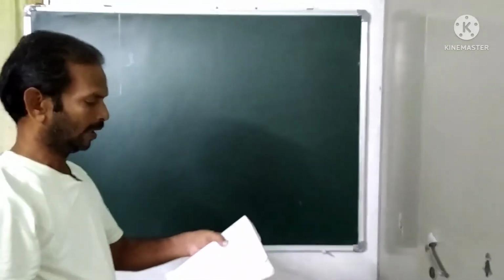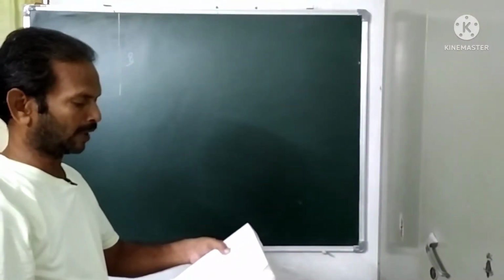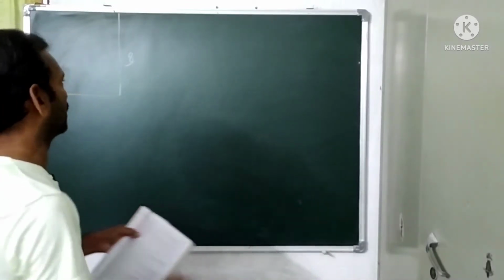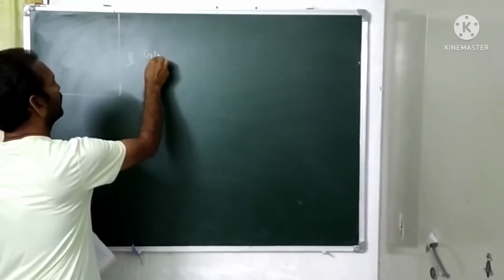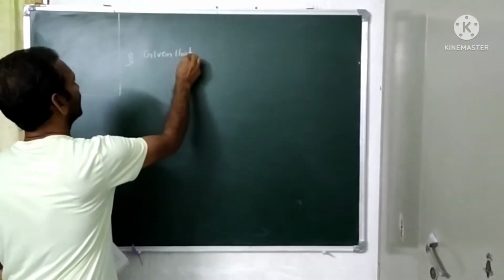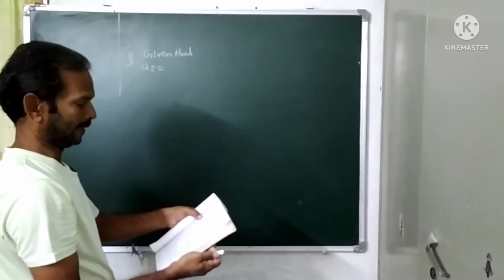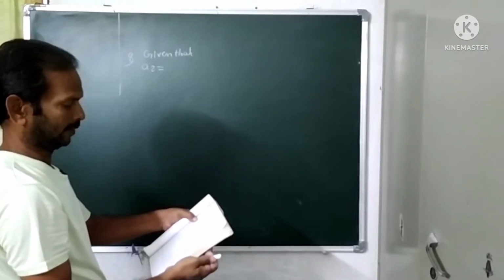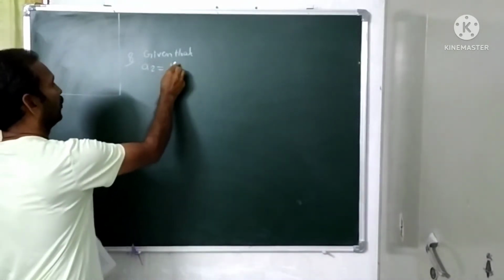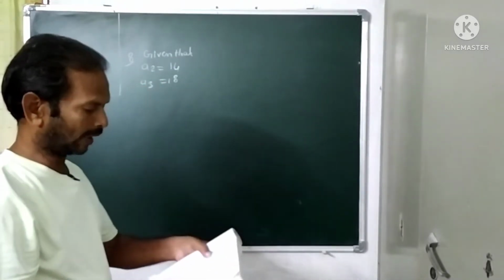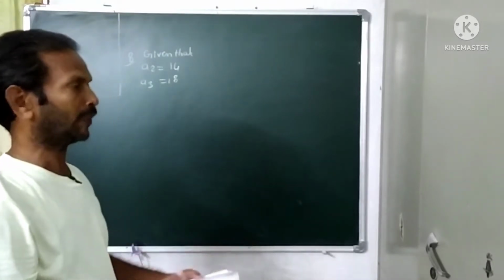Now, eighth sum. Find the sum of first 51 terms of an AP whose second and third terms are 14 and 18. So what is given? Second and third terms are 14 and 18. What are they asking you to calculate? Find the sum of the first 51 terms.